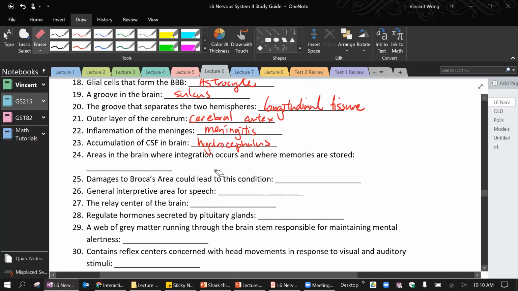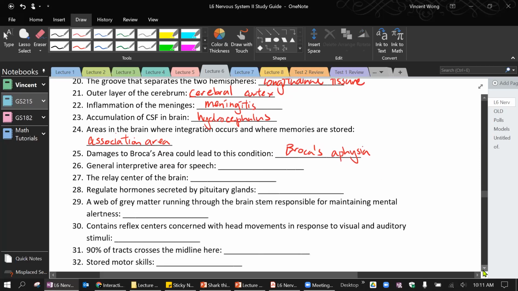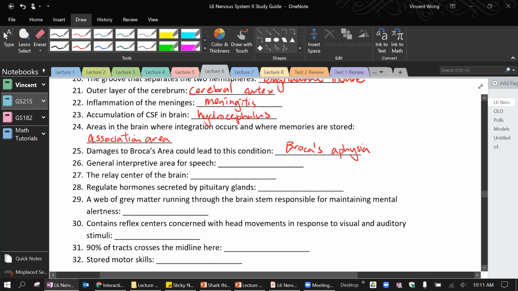Areas in brain where integration occurs and where memories are stored, that is the association area. Damages to Broca's area could lead to Broca's aphasia. Okay, you won't be speaking in fluent, articulate manner. You might be using the wrong word in the wrong context.